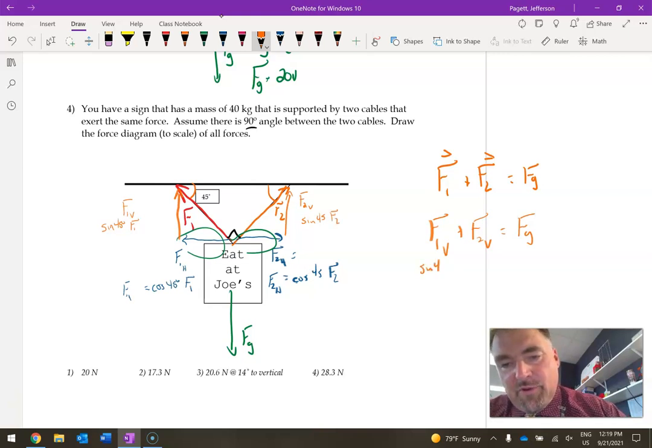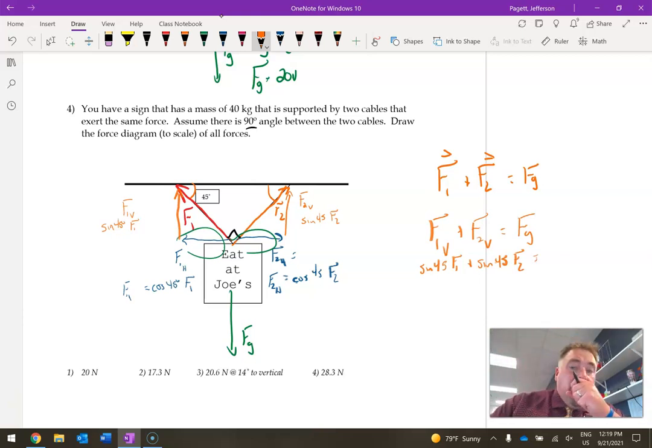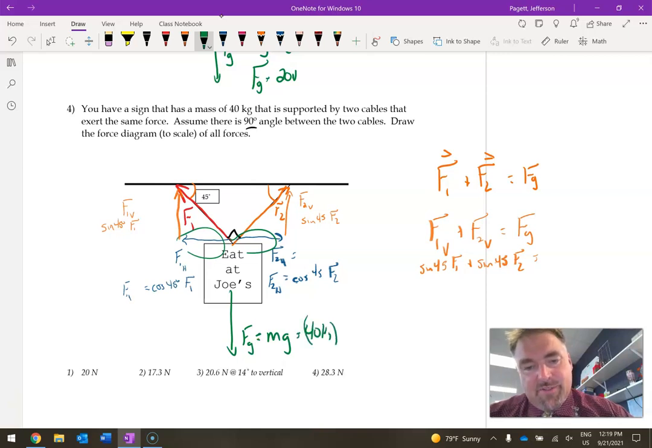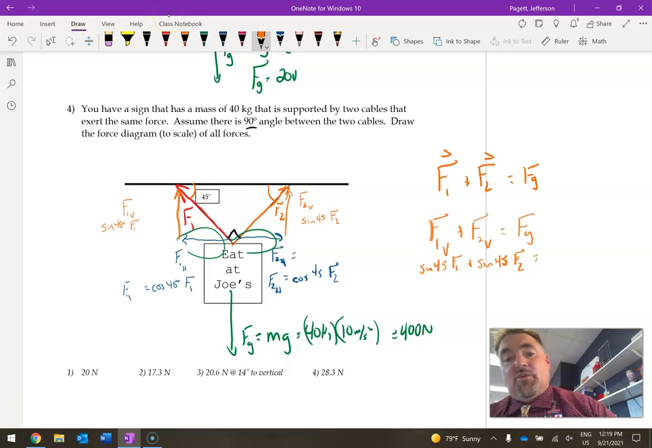So I can write this in. I've got the sine of 45 times F1 plus the sine of 45 times F2. That's going to have to equal my force due to gravity. Now, force due to gravity, I didn't do that already. Hang on, let me do that right now. That's going to equal my mass times acceleration of gravity. So in this case, 40 kilograms times the 10 meters per second squared for the sake of this worksheet. So that's going to give me 400 newtons. And so the sine 45 times F1 plus the sine 45 times F2 is going to have to equal 400 newtons.